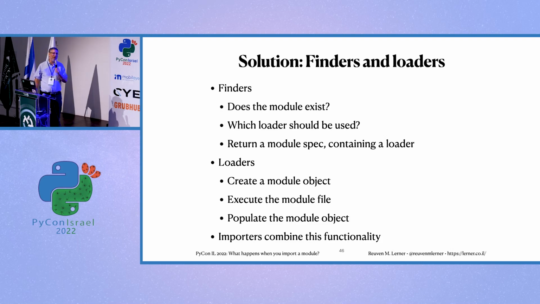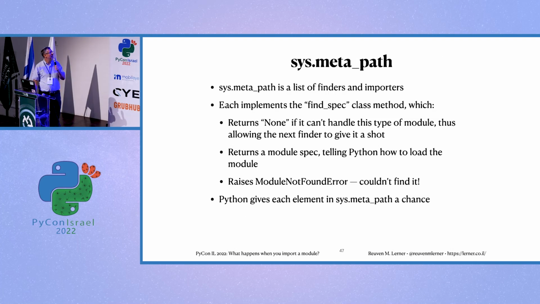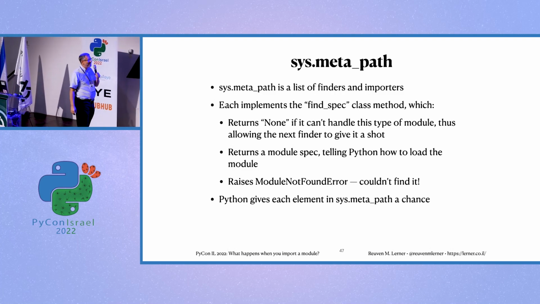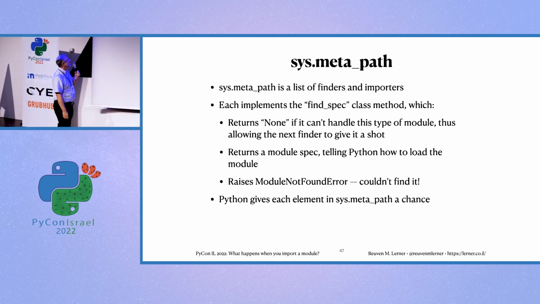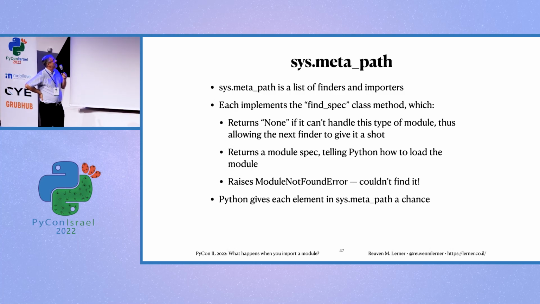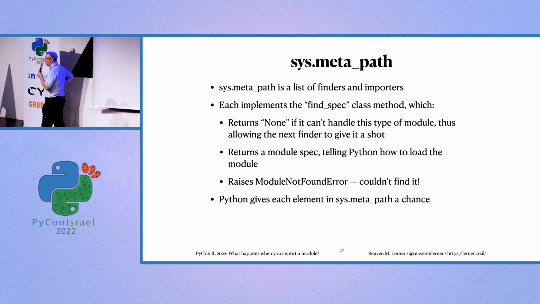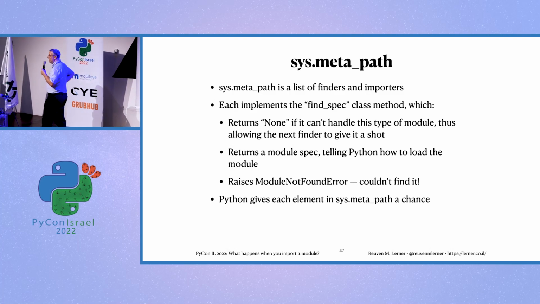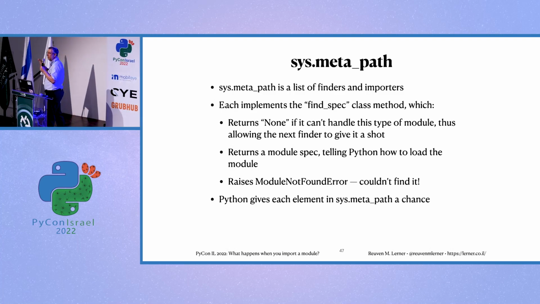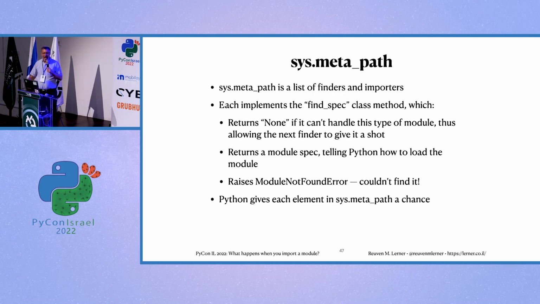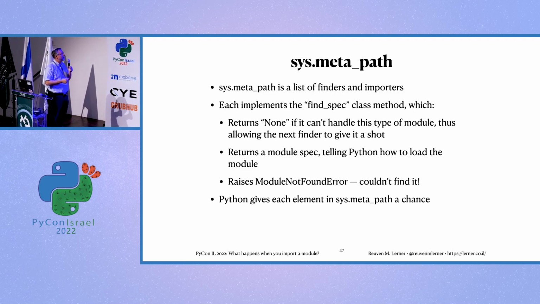So remember that nice story I told you about sys.path? Yeah, it's going to get more complicated now. How complicated? Now we have a metapath. You've heard about the metaverse. Python beat them to it by 10 years. So sys.meta_path is a list of finders and importers. Notice, it's just finders and importers. The loaders are not involved here so much. And each implements a class method called find_spec.